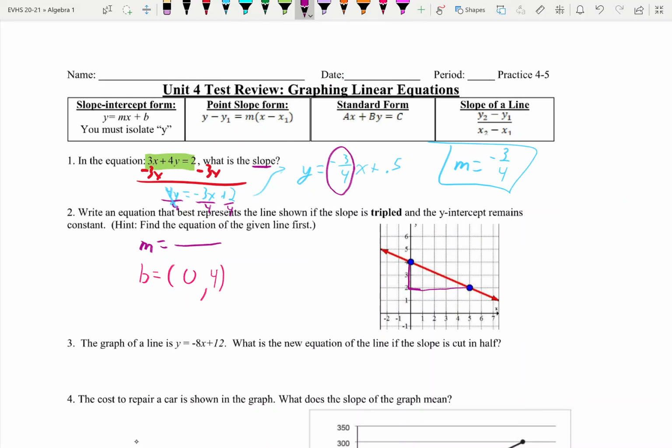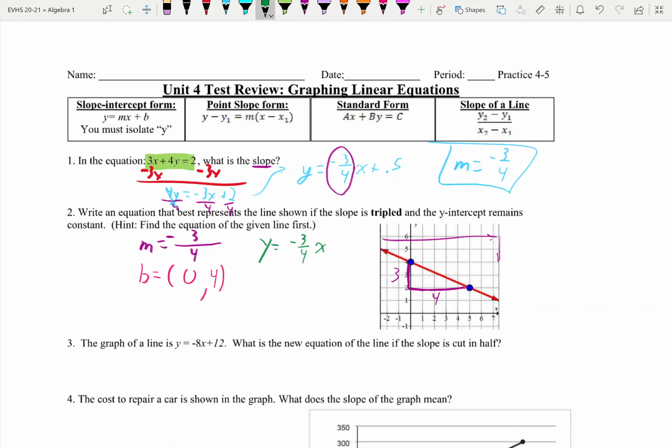So I'm going to go ahead and make this right triangle here. Looks like my rise is 3, and my run is 1, 2, 3, 4. Now, that is going down, so make sure I put a negative sign on here. It's going down as it's going from left to right. So that's negative 3 over 4 is my slope. So the original equation is just y equals negative 3/4 x plus 4.